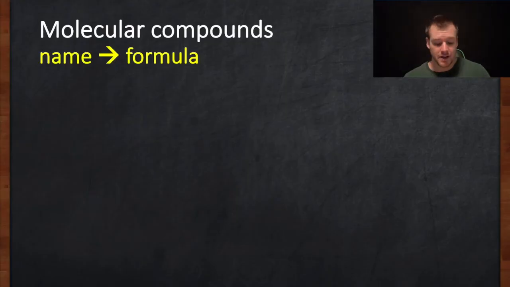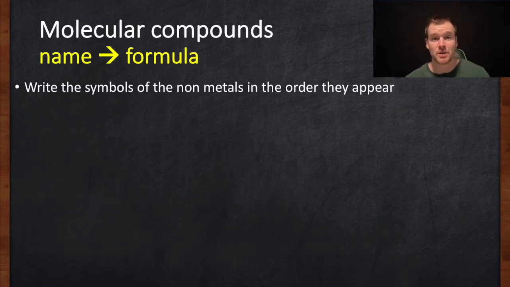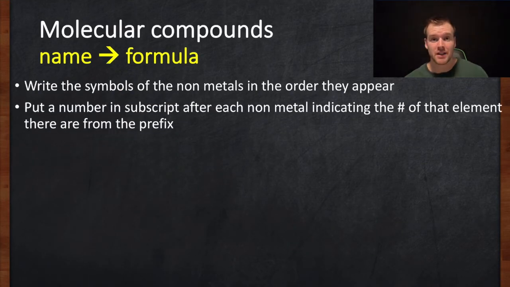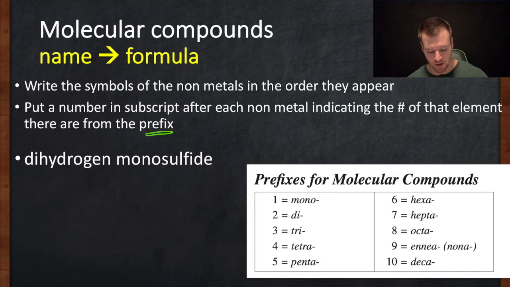So see, it's quite a bit easier than the ionics. Going back the other way now from the name to the formula is not much harder. Again, we're going to write the symbols now of the nonmetals in the order that they appear. We'll put the subscript in that represents the number of each nonmetal that will be indicated by the prefix. All right, again, the prefixes pop up here.